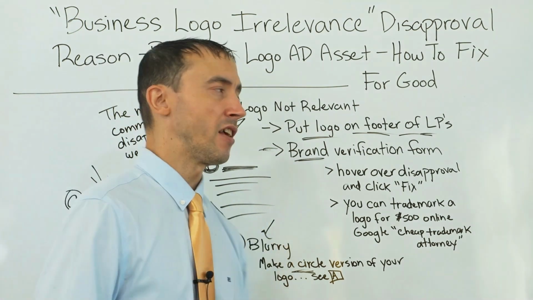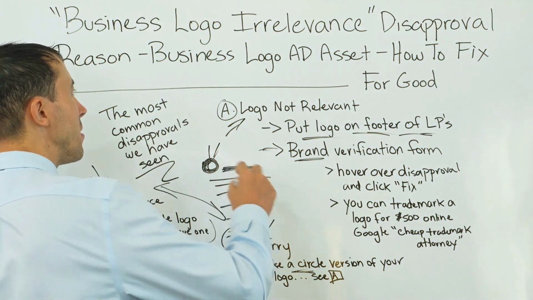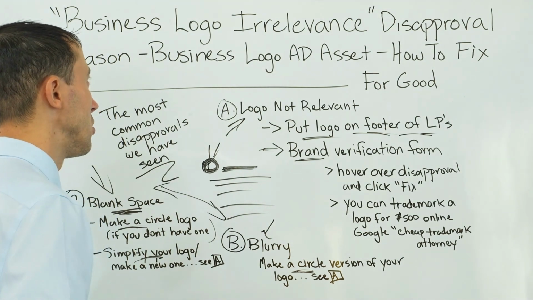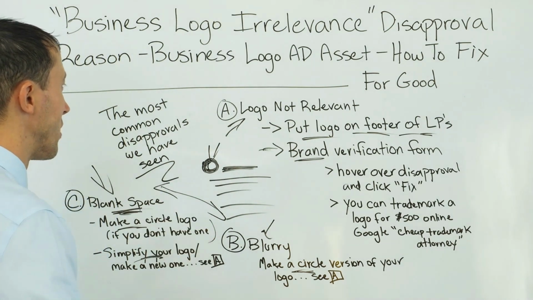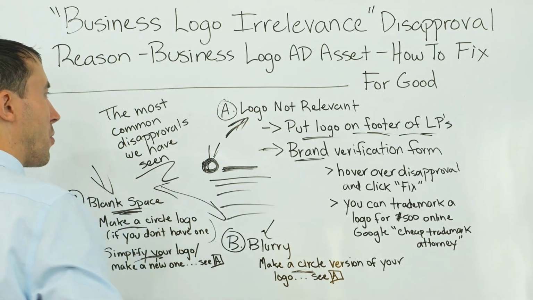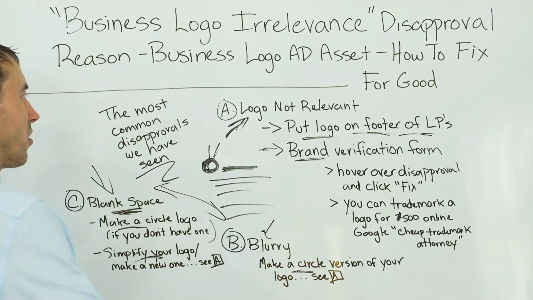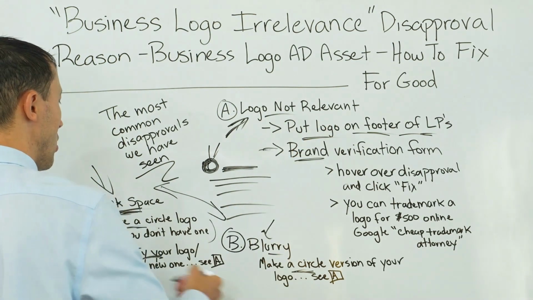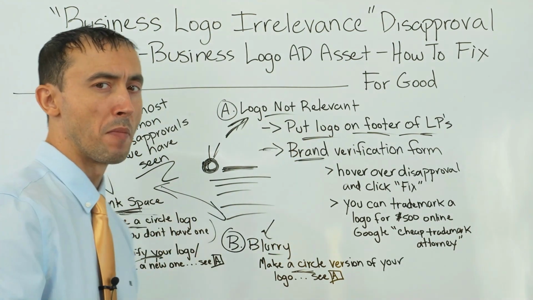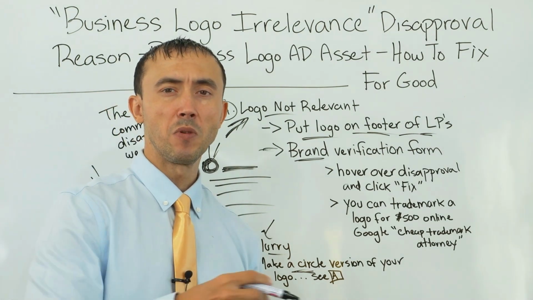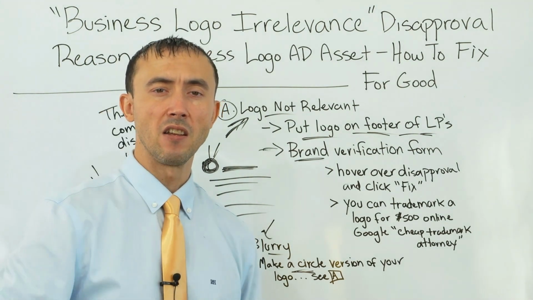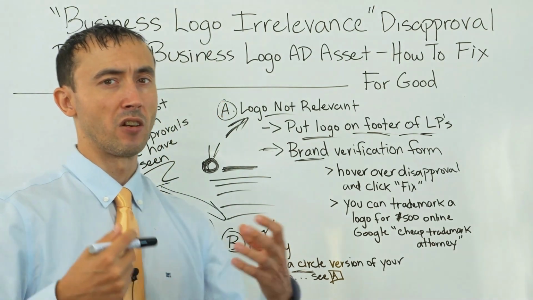So getting into the content here, first of all, the three main reasons why you get hit with the business logo irrelevance issue with your business logo asset are: logo not relevant, blurry logo, or blank space. And I'm going to go through one by one what to do with each one of these, because these are the three most common, and I want to address each one individually because they're all a little bit different.